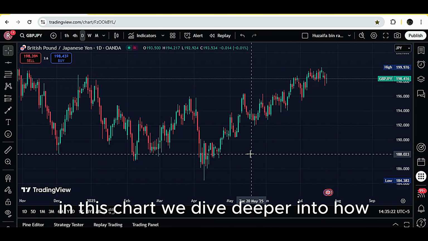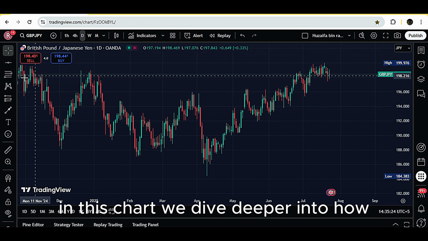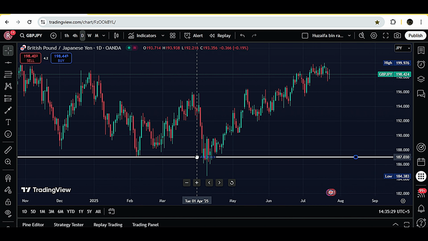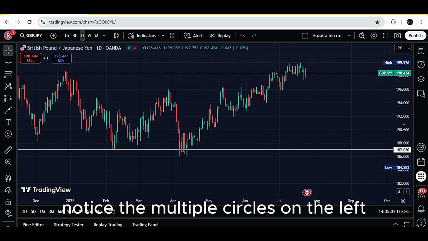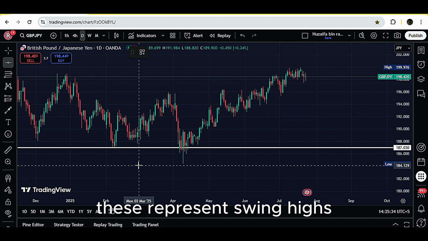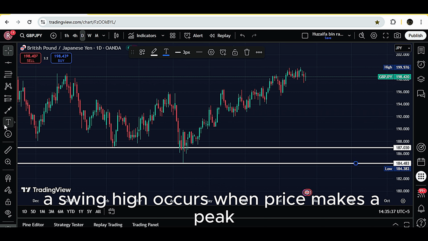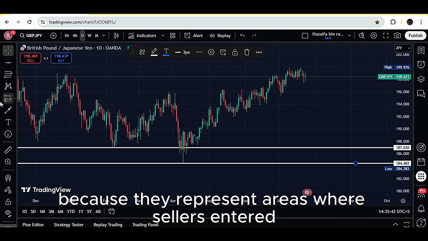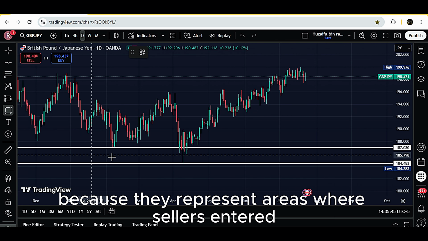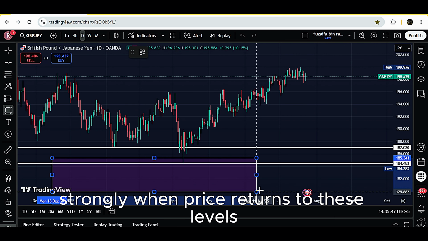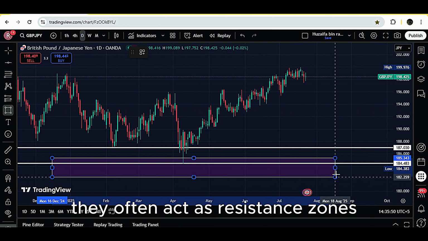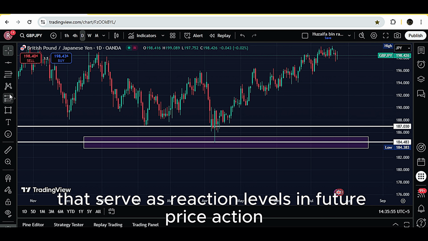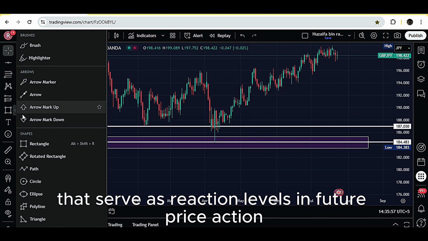That's the key. In this chart, we dive deeper into how support and resistance are formed using swing highs and swing lows. Notice the multiple circles on the left. These represent swing highs. A swing high occurs when price makes a peak before retracing. These peaks are critical because they represent areas where sellers entered strongly. When price returns to these levels, they often act as resistance zones again. Identifying these swing points helps us draw horizontal zones that serve as reaction levels in future price action.